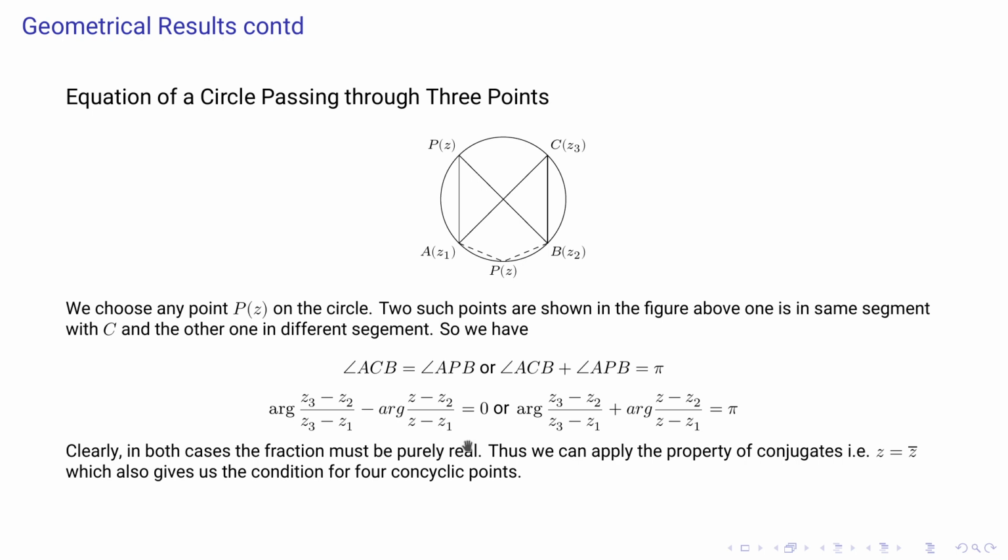Now, the fraction has to be purely real. Then from the property of conjugates, we know that z should be equal to z bar for any complex number to be purely real. Once you apply that, you will get the condition for 4 concyclic points also.